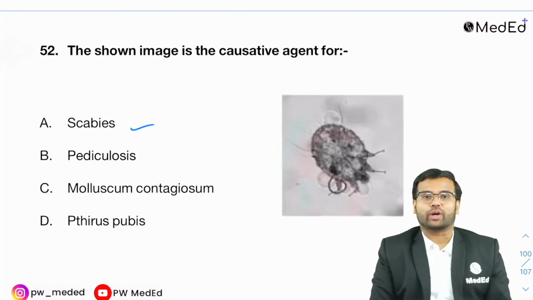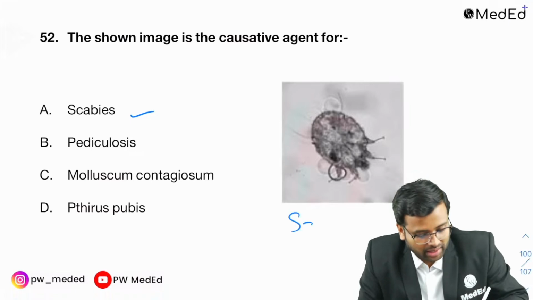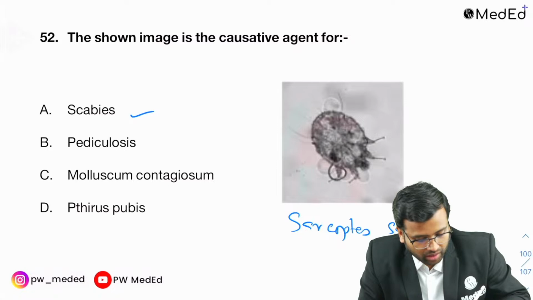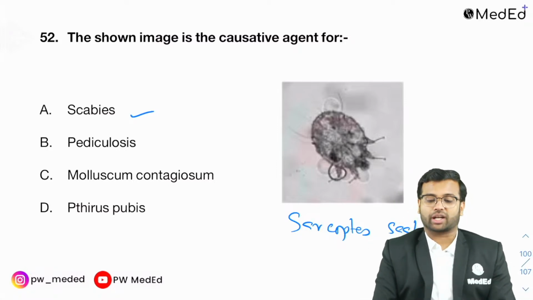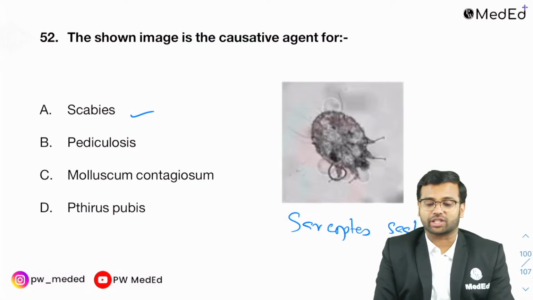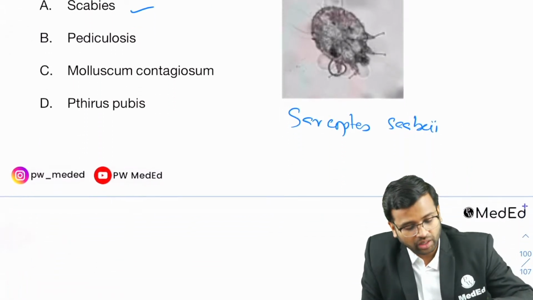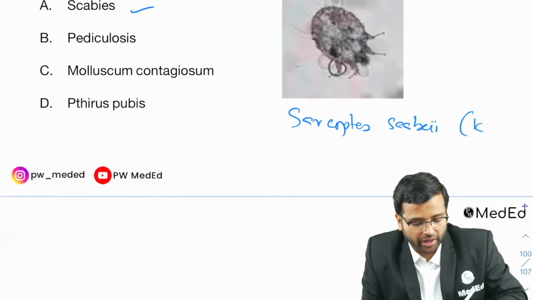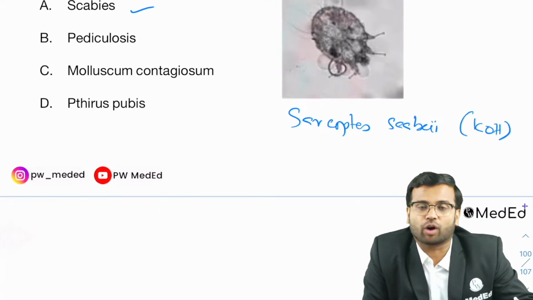What is the name of this organism? So the name of this organism is Sarcoptes scabiei. Medpsycho, Rajrana, Yogi, Mahendra, Jayasuriyan, Ashrafi, Rahman, all of you are answering it right. So this is the KOH image of Sarcoptes scabiei, which is the causative organism of scabies.